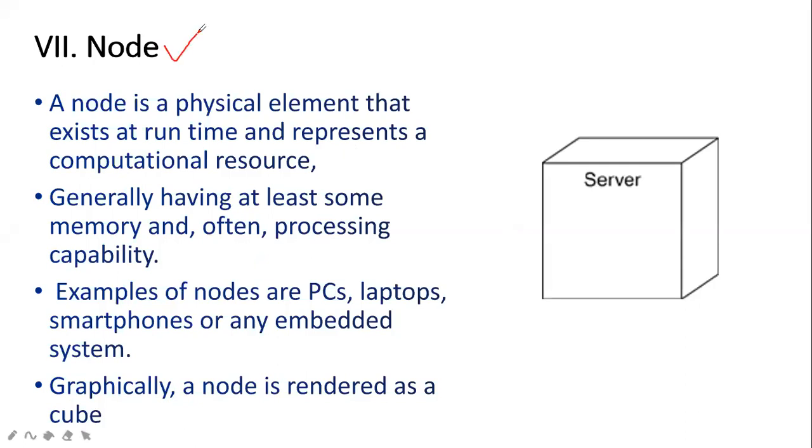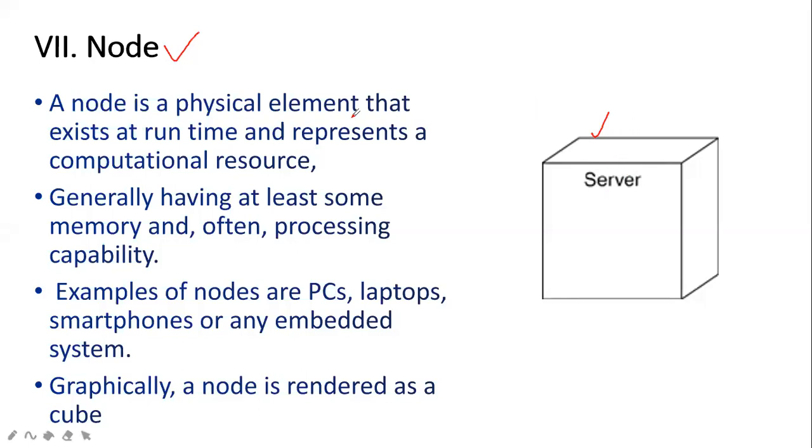What is this node? A node is a physical element that exists at runtime and represents a computational resource. That means this is a physical element. It can be a PC, a laptop, a server, a smartphone, or any other system. So this is a physical element which exists at runtime. It is a computational resource. It has some amount of memory, and it has the capability of processing.